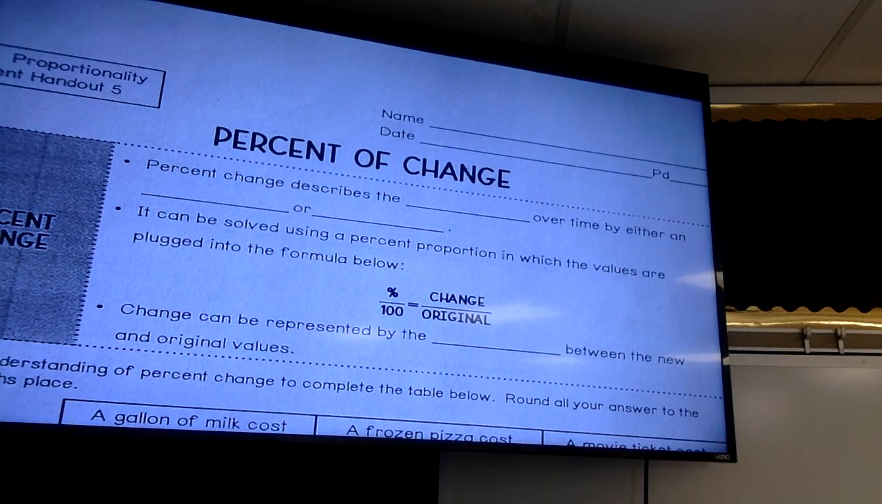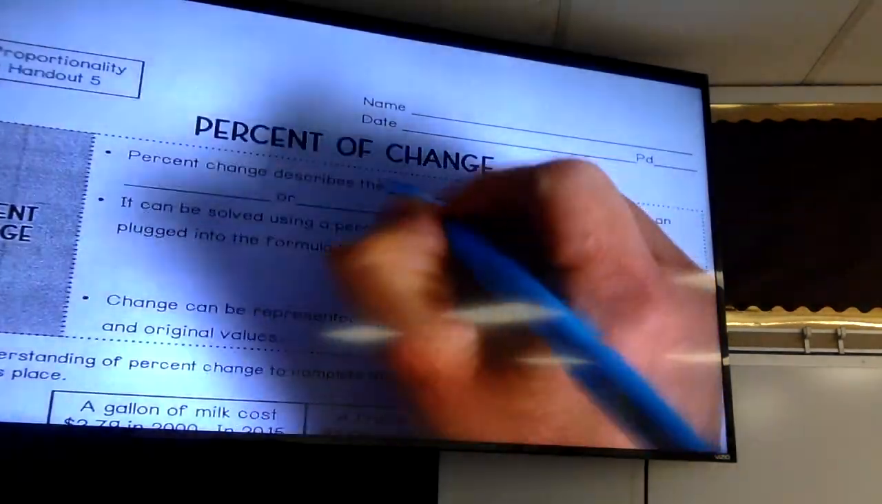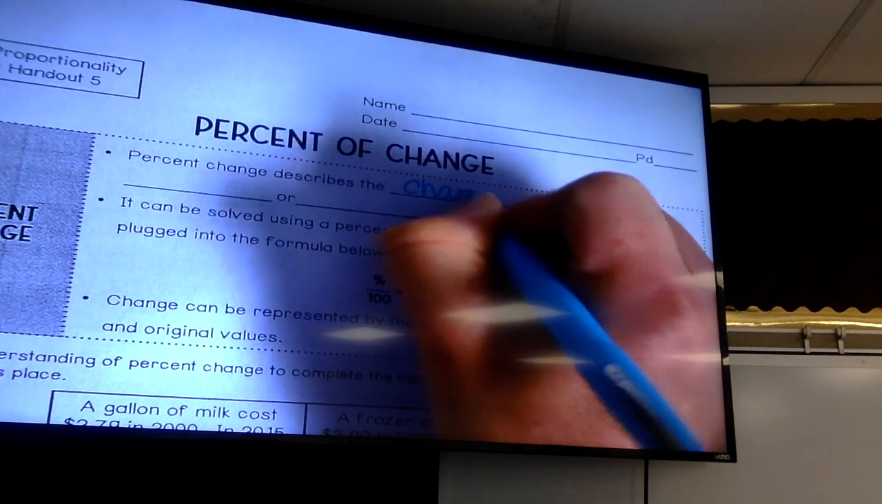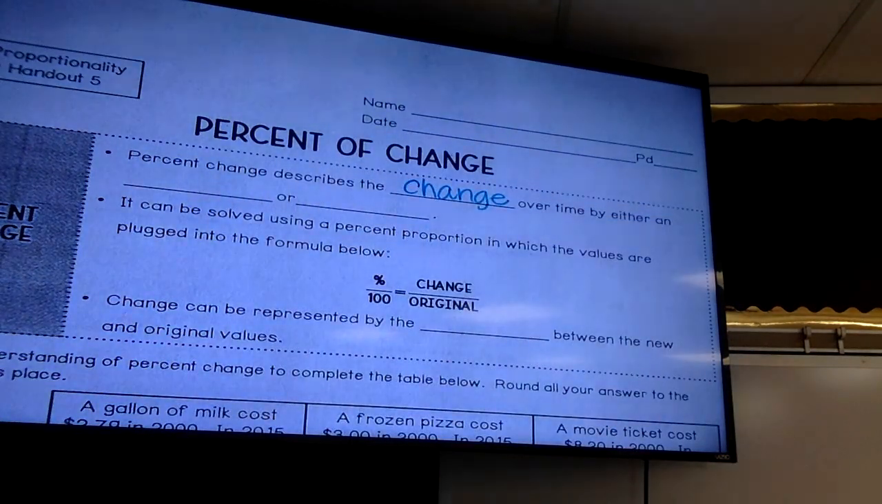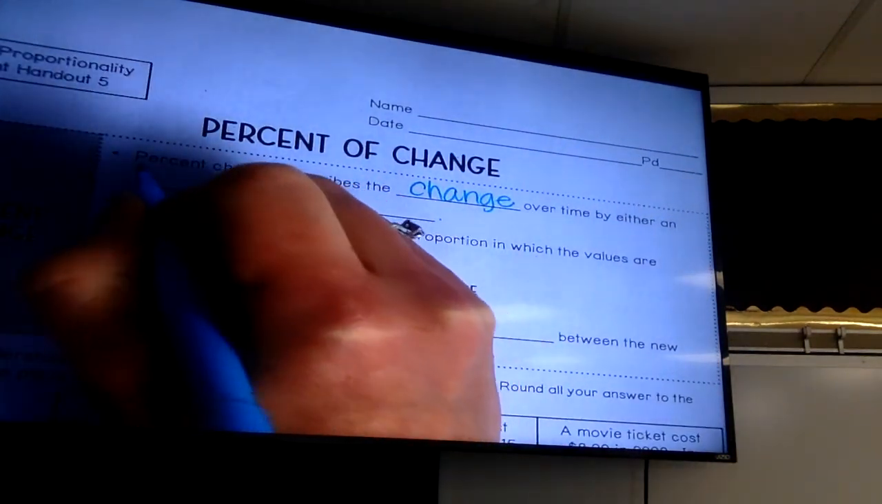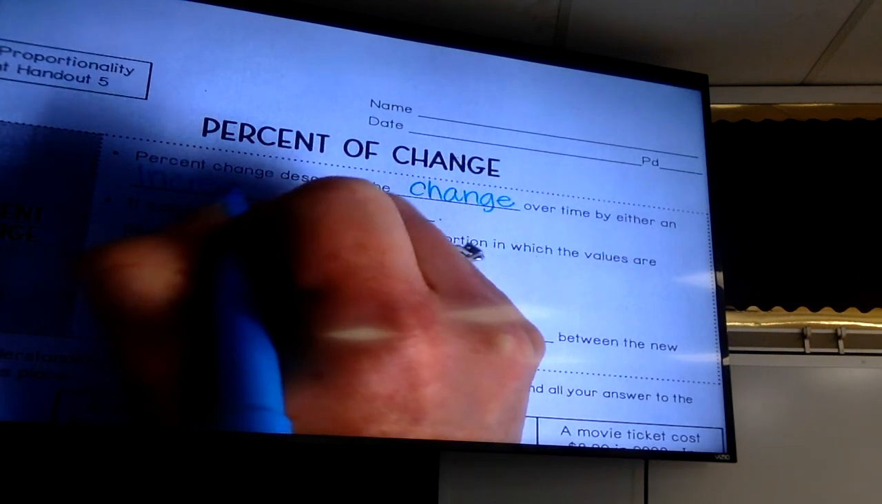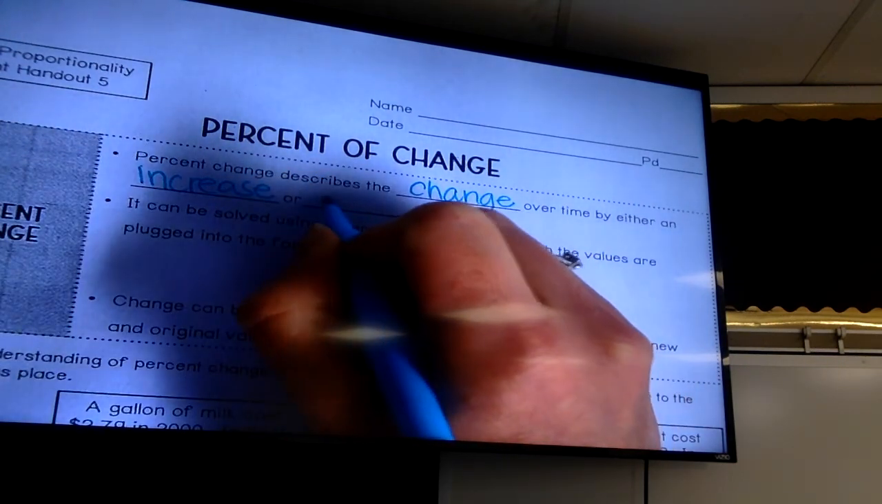Right, these are your notes for percent of change and percent of error. So we're going to start with percent of change. What percent of change is, it describes the change over time by either an increase or a decrease.